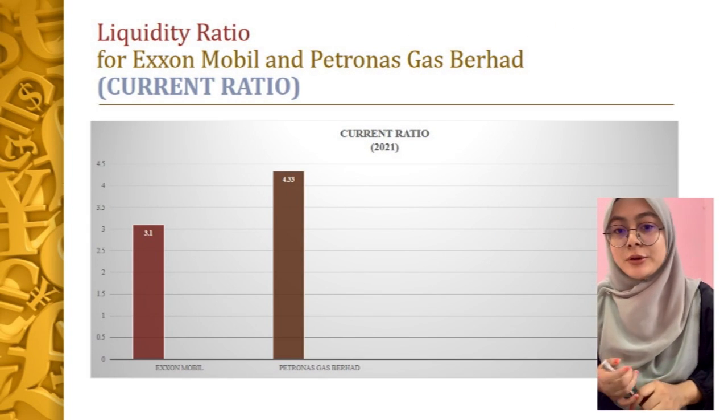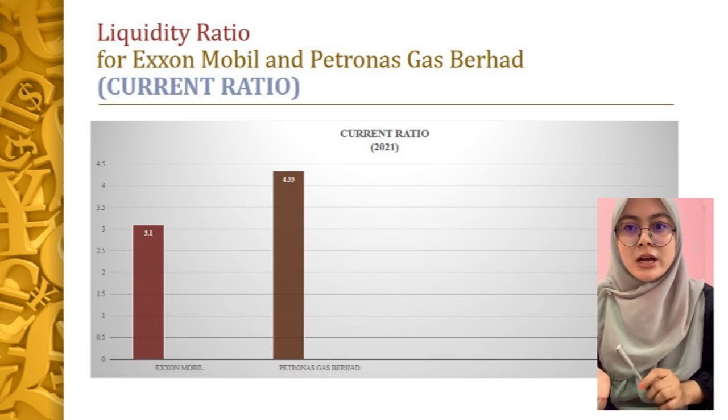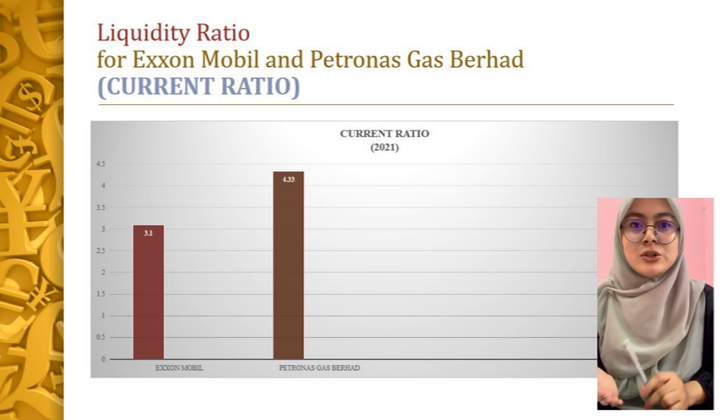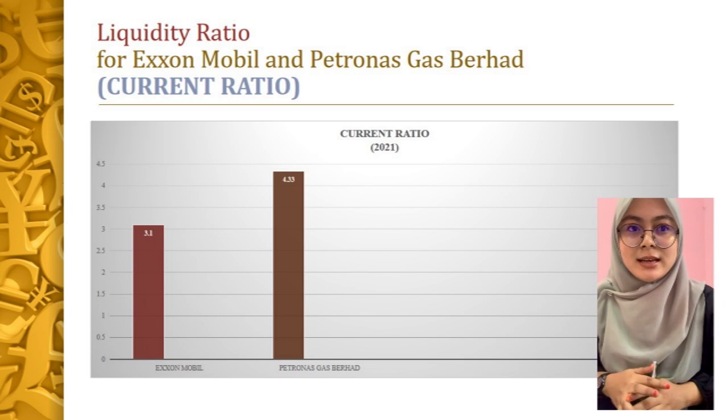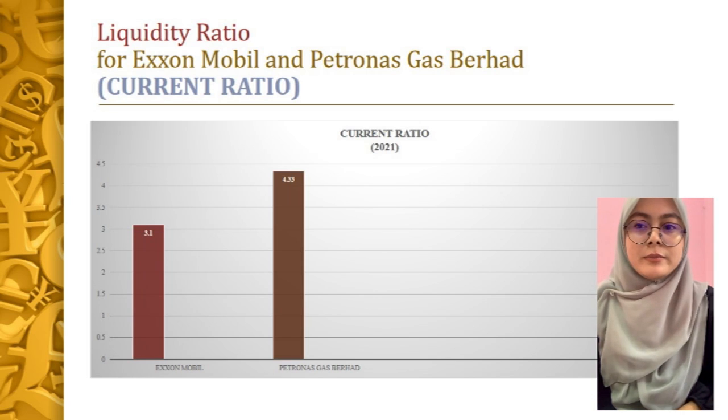Next is liquidity ratios. The current ratio helps to provide insights into a company's ability to pay its short-term obligations back with short-term or liquid assets. Based on the graph, the current ratio result for ExxonMobil is 3.1 and for Petronas Gas Berhad is 4.33. This shows that Petronas Gas Berhad is better able to pay short-term obligations than ExxonMobil in the current year.